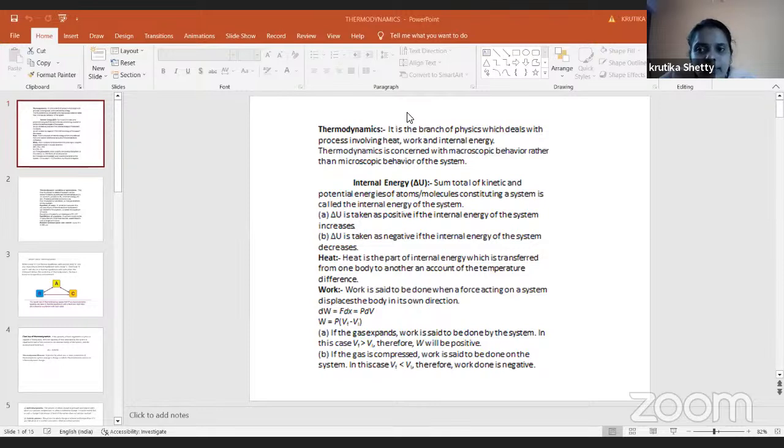First we have the internal energy. Internal energy is nothing but the sum of kinetic and potential energy. Please students, mute yourselves. Internal energy is the sum of the kinetic energy and the potential energy of the atoms or molecules in a system. This is called internal energy.